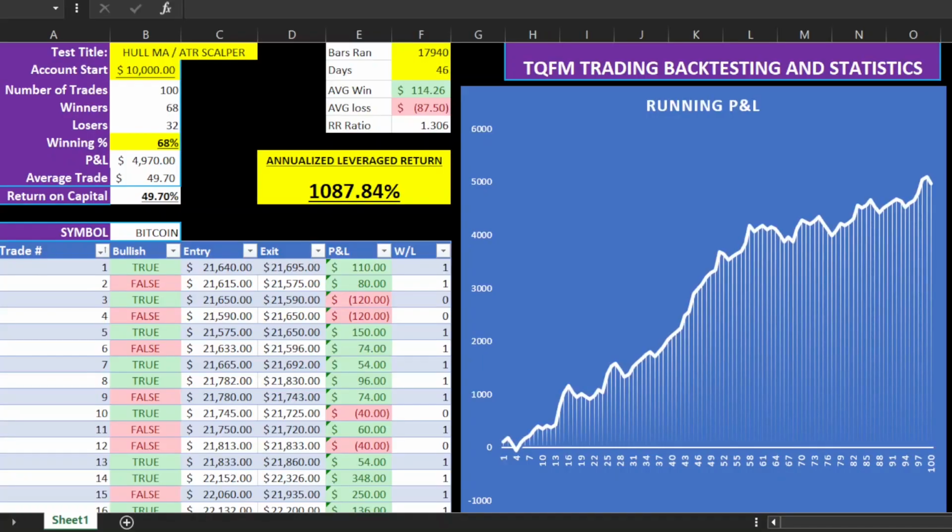Hey guys, I'm back with the data. I finished the backtest. I hope you guys enjoyed it, and it was pretty interesting.